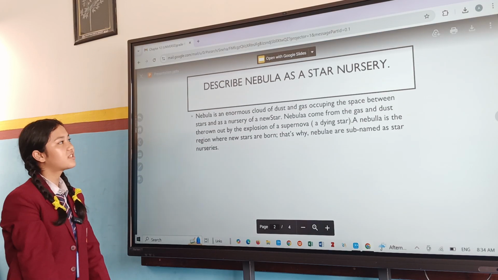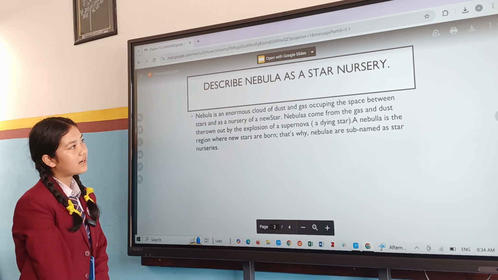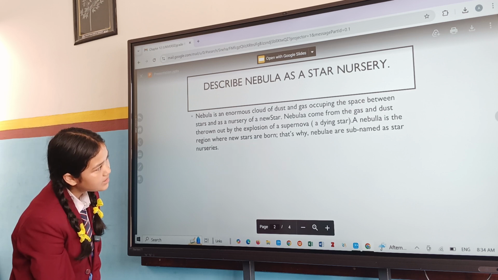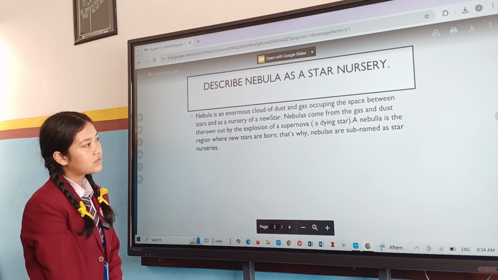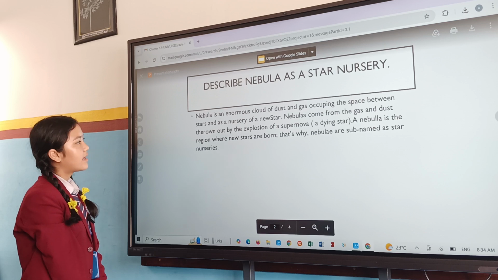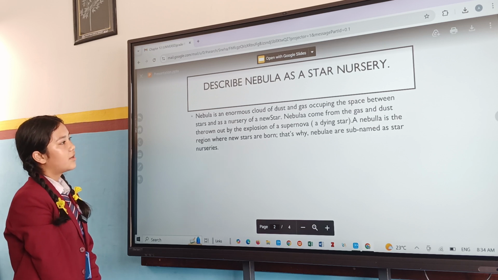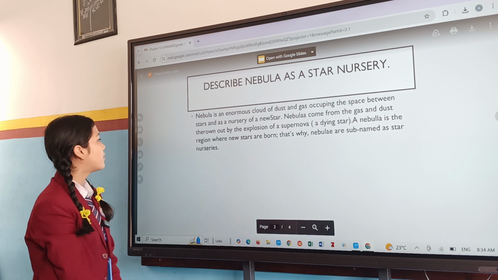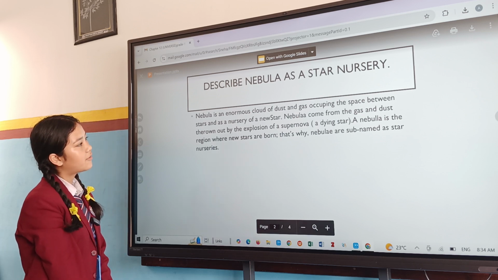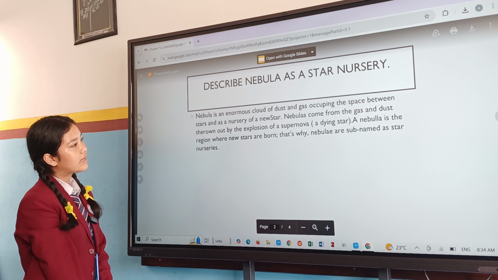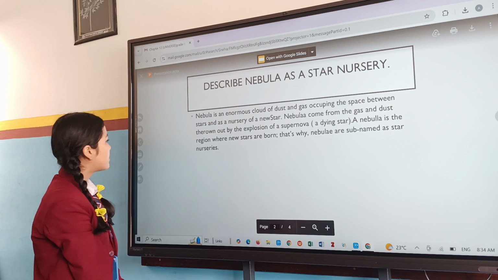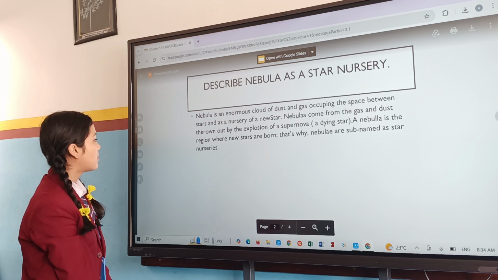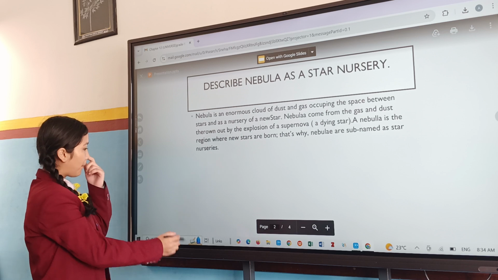My first question is, describe nebula as a star nursery. A nebula is an enormous cloud of dust and gas occupying the space between stars, and it is a nursery of new stars. Nebulae come from the gas and dust thrown out by the explosion of a supernova or a dying star. A nebula is the region where new stars are born. That's why nebulae are also called nurseries of stars.